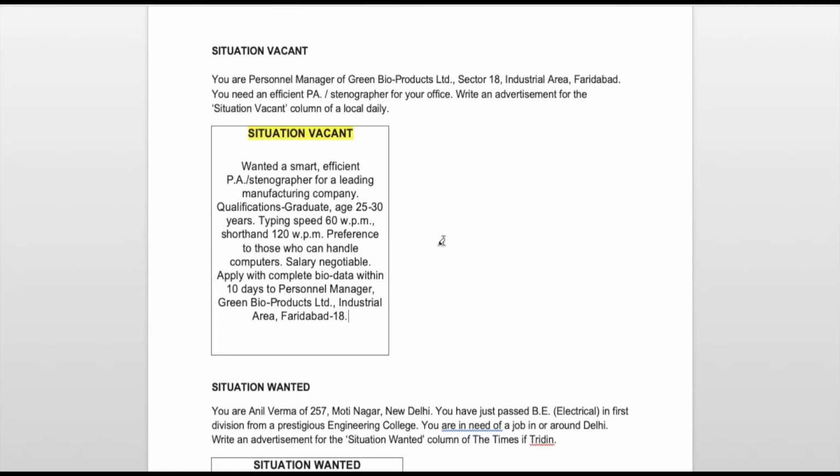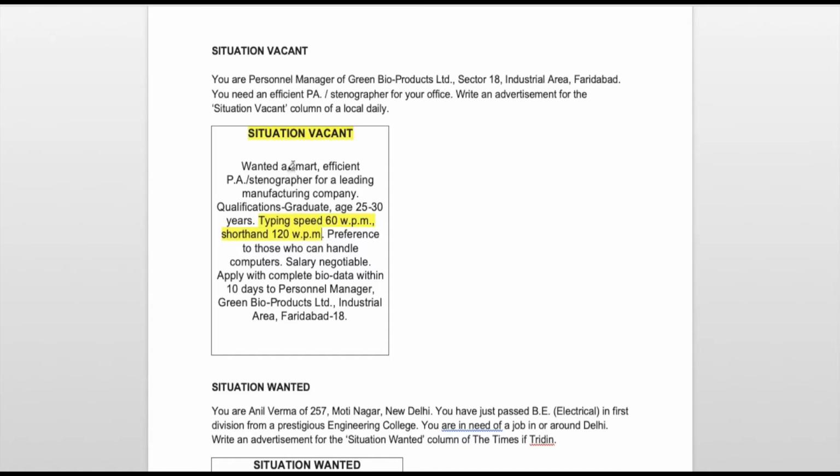So now the Green Bio Products is looking for a stenographer or a PA. A stenographer is someone who types documents. So this type of person obviously needs some qualities of typing fast. So this is the first quality that the company has written, that the typing speed of the stenographer should be 60 words per minute shorthand and 120 words per minute. This is one of the requirements that the company needs.